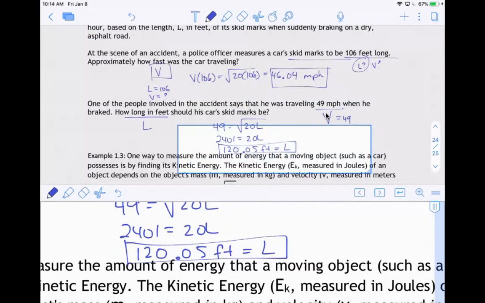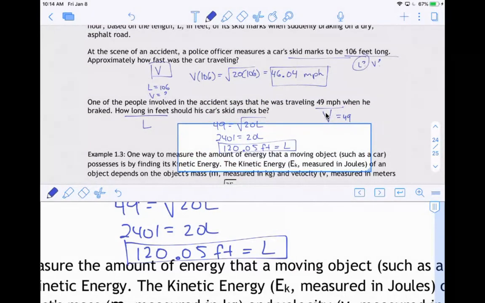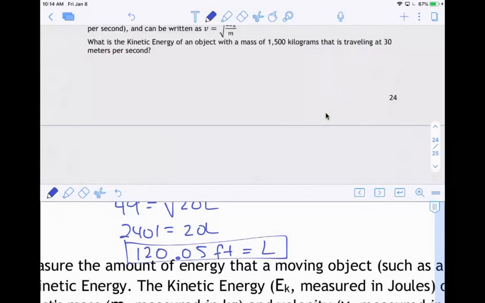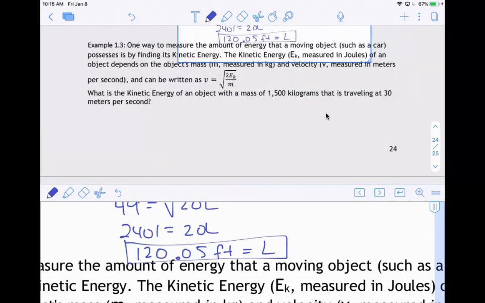All right. In this next video, we're going to do one more problem. Actually, you know what? We'll just do it here because it's very short. 1.3. One way to measure the amount of energy that a moving object, such as a car, possesses is by finding its kinetic energy. The kinetic energy, EK, maybe we can see why they chose that, energy of kinetic, measured in joules of an object depends on the object's mass, m, measured in kilograms, and its velocity, measured in meters, and can be written as V is equal to the square root of 2EK over m.